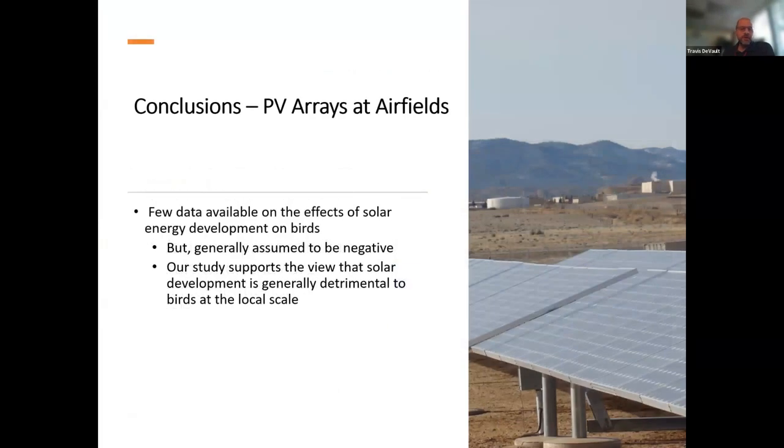So to conclude, there really aren't a whole lot of data available on the effects of solar energy development on birds. Now, there are a bunch of ongoing studies right now I know of, but it's generally assumed that when you take some type of natural habitat and convert it to a solar array, it's going to have a bad effect on the bird community. And our study supports the view that solar development is generally detrimental to birds at the local scale.